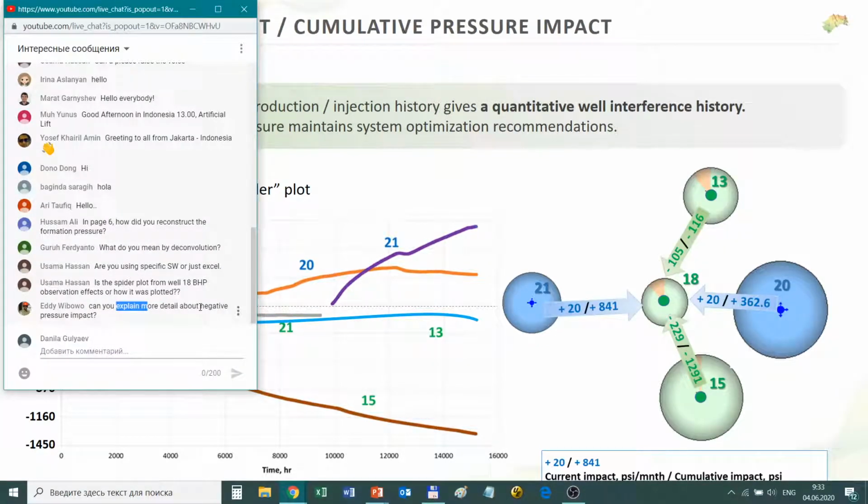Can you explain in more detail about negative pressure impact? When we produce, we decrease the pressure. So each of the production wells decreases pressure in our well also. Of course, the biggest pressure impact would be from the well itself, but with time, other wells also start to decrease pressure in our pressure tested well. That's why we have a negative pressure impact from the producers and positive pressure impact from the injectors, because when we inject water, our pressure increases.